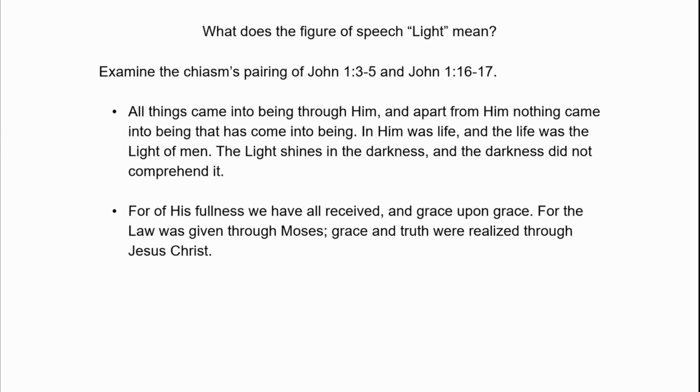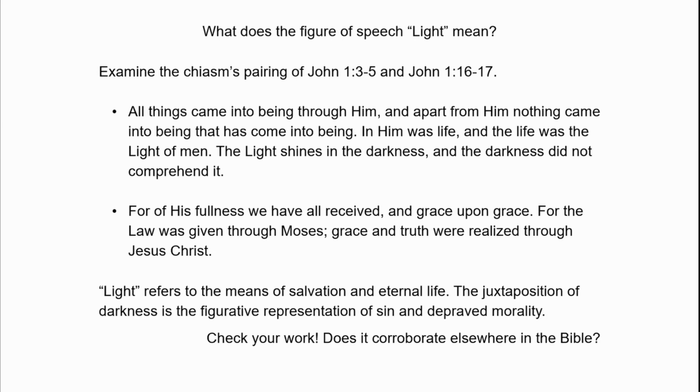All things came into being through him, and apart from him, nothing came into being that has come into being. In him was life, and the life was the light of men. The light shines in the darkness, and the darkness did not comprehend it. For of his fullness we have all received, and grace upon grace. For the law was given through Moses. Grace and truth were realized through Jesus Christ.